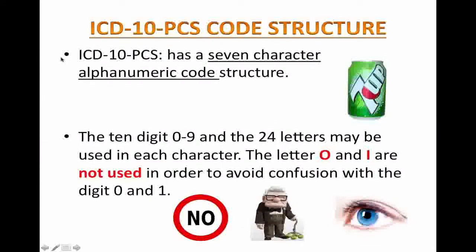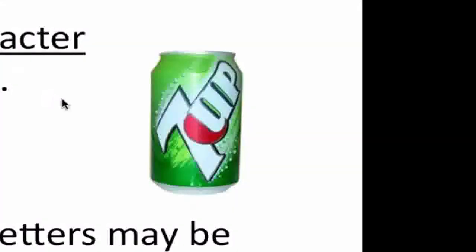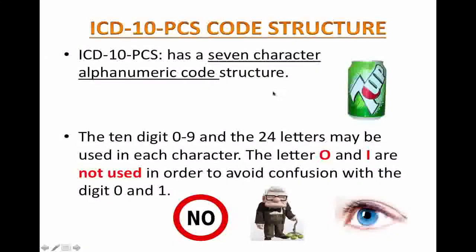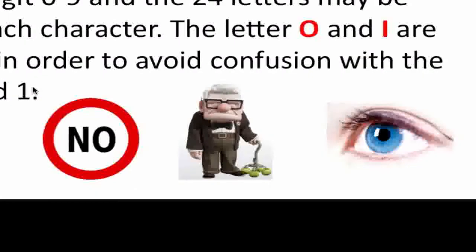Let's talk about the ICD-10-PCS structure. ICD-10-PCS has a 7-character alphanumerical structure. The easy way to remember is to picture a 7-Up soda can. So, if you come up with a 4, 5, or 6-character code, then you should know right away that's not a correct code. The 10 digits 0 to 9 and the 24 letters may be used in each character. The letters O and I are not used in order to avoid confusion with the digits 0 and 1. So, remember, no O and no I.